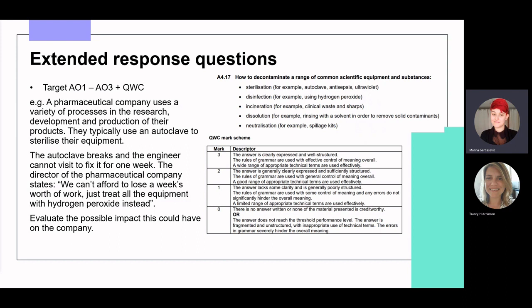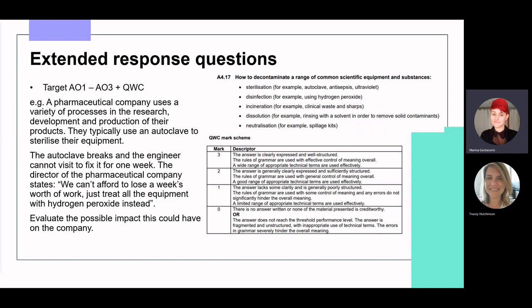Here's an example of an extended response question that I've created again from this section of the specification. It details a scenario. So a pharmaceutical company uses a variety of processes. They typically use an autoclave to sterilize their equipment. Then in this scenario, the autoclave breaks, the engineer cannot visit. The director of the pharmaceutical company states, "We can't afford to lose a week's worth of work, just treat all the equipment with hydrogen peroxide instead." Evaluate the possible impact this could have on the company.